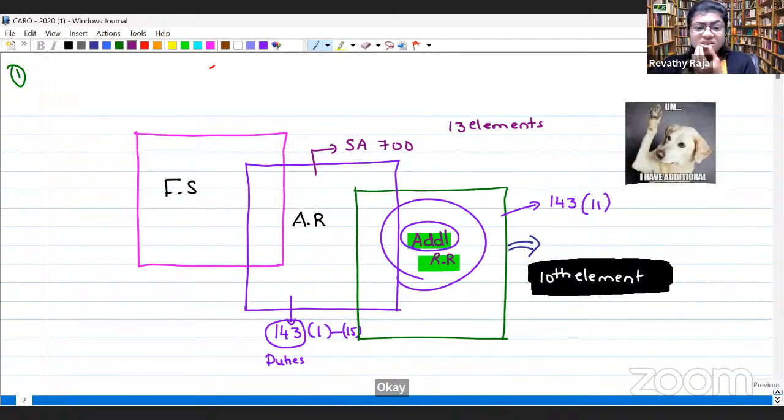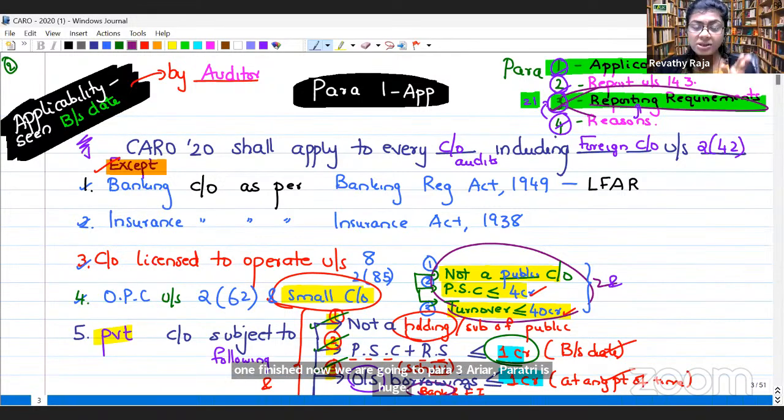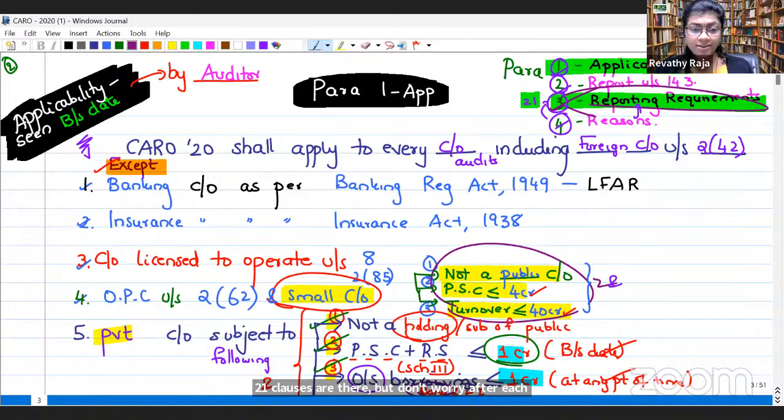So where are we, guys? Para 1 finished. Now we are going to para 3. Para 3 is huge, 21 clauses are there, but don't worry. After each clause, I will pause. You can study then itself. If you have notes, you can look at that. If you want to prepare something, you can do that. But I want you to study. So I will be pausing after every slot.